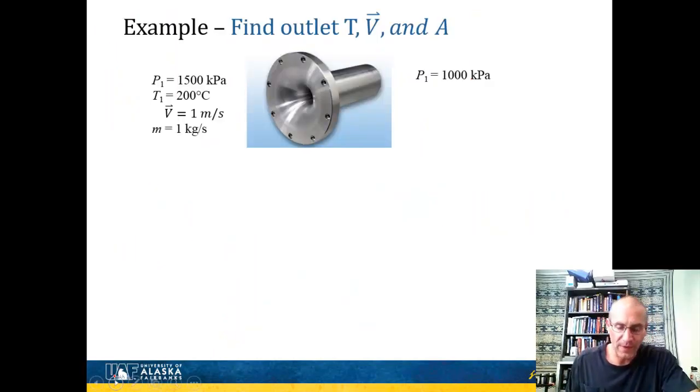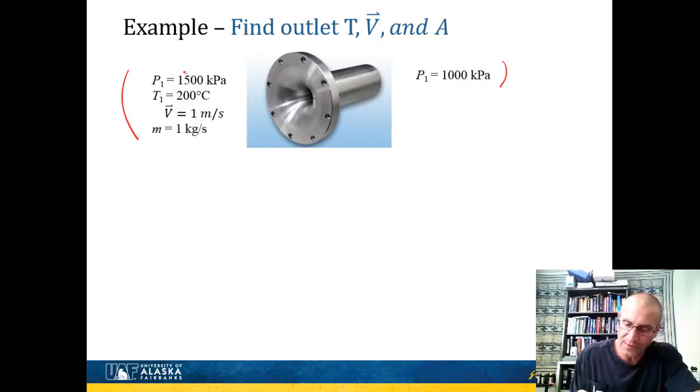Okay, so with all that, we can now go and do an example here, where now I've got a nozzle, and this is a sonic nozzle, so I've got some inlet conditions right over here, and this is my outlet pressure. I've got a 500 kPa pressure drop through this nozzle. That's a huge pressure drop through a small little nozzle like this.